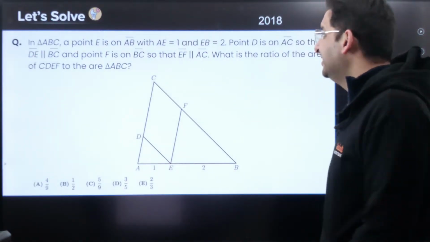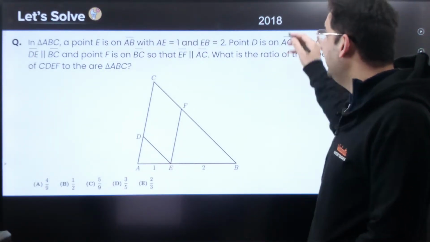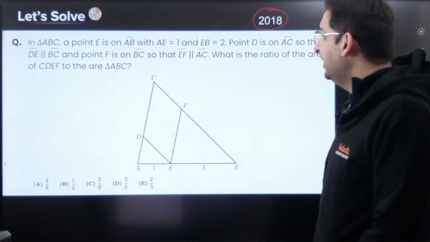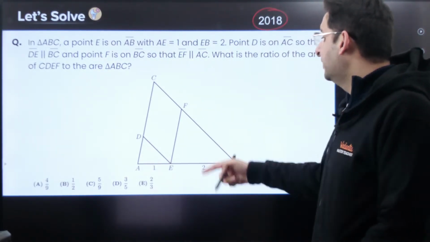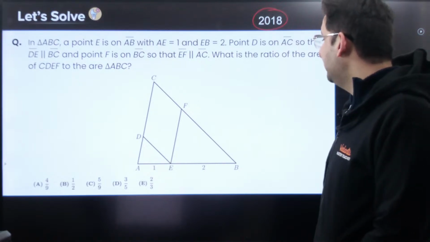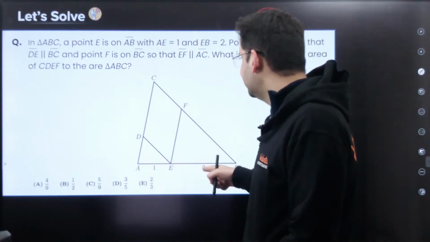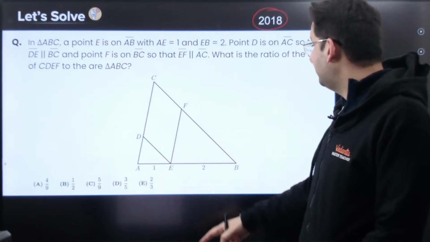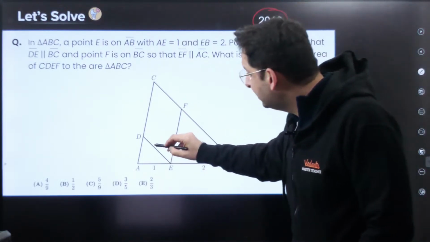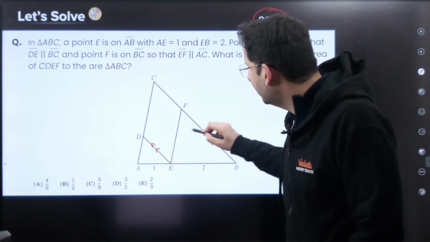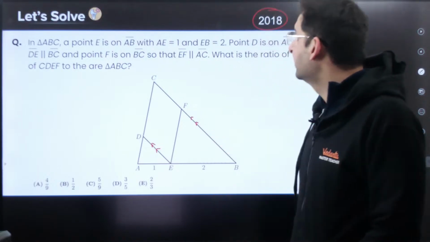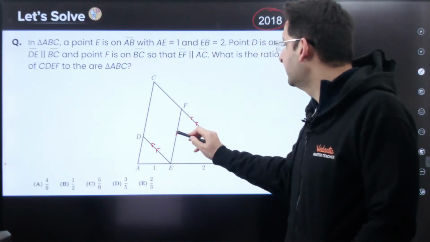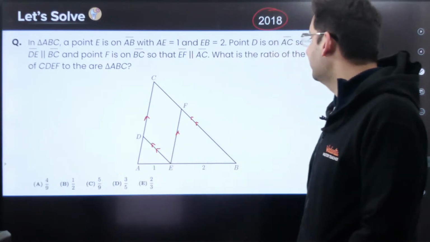Next question. Amazing problem, guys. 2018, it came. ABC is a triangle and E is a point on AB such that AE is 1 and EB is 2. So it is given that this is 1 and this is 2. Point D is on AC so that DE is parallel to BC. So this line is parallel to this. F is on BC so that EF is parallel to AC. Yes, parallel.